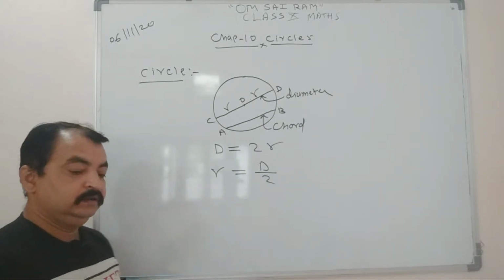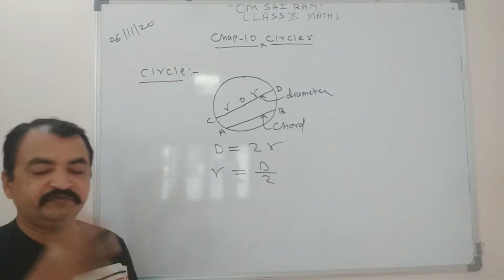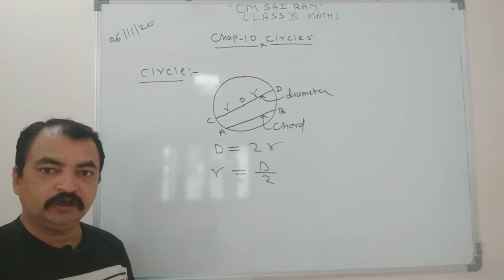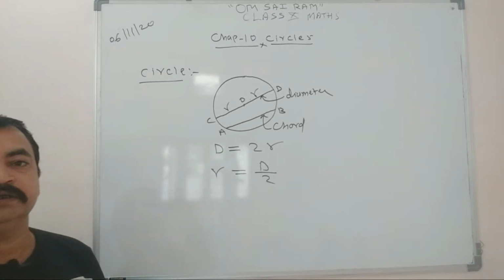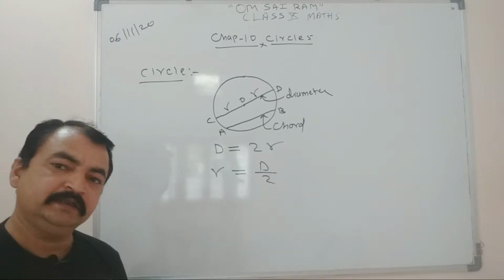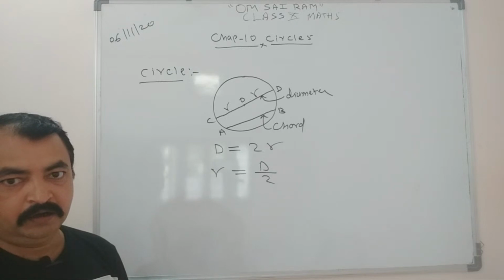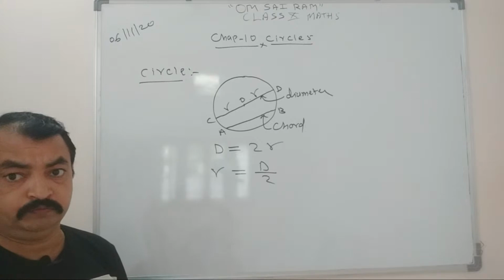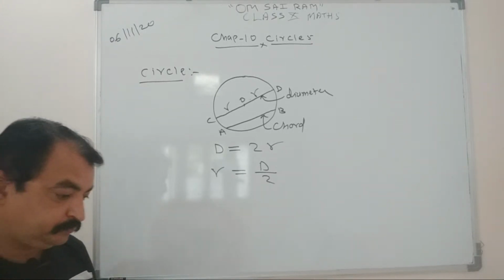Now see, definition of circle over, meaning of circumference over, radius over, center of the circle over, diameter of the circle completed, chord of the circle completed, and the relation between the radius and the diameter we have completed. Now a few more terms, which are new for you in class 10th, children, are like this.